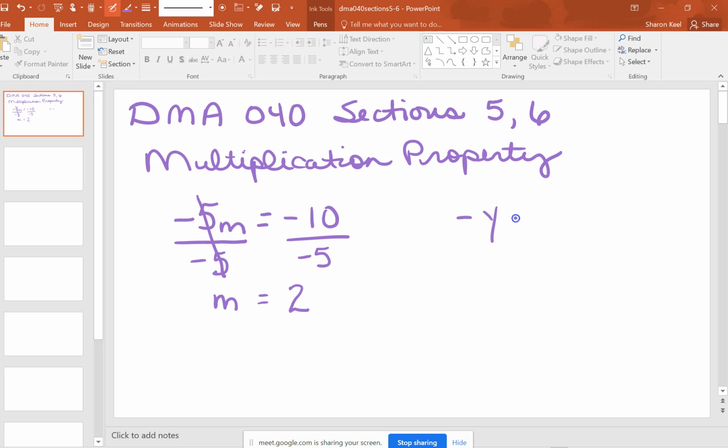In this scenario, we have -y equals 12. If I'm solving for what y is equal to, what's not written but we have to realize is there's an understood 1. So to get y alone, we're going to divide both sides by -1. Those negative ones are going to cancel, and a positive divided by a negative would give a negative.